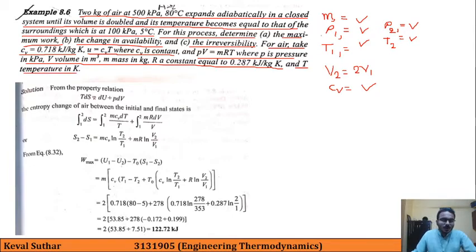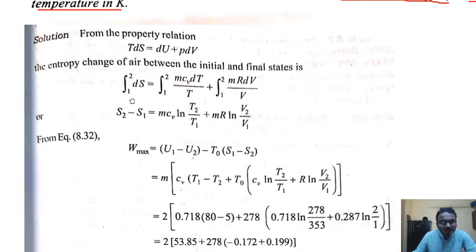So now here we are going to utilize this property relation, that is TdS is equal to dU plus PdV. So the entropy change of air between initial and final states is given by this formula, that is integration 1 to 2 dS, and we have taken this T into denominator.